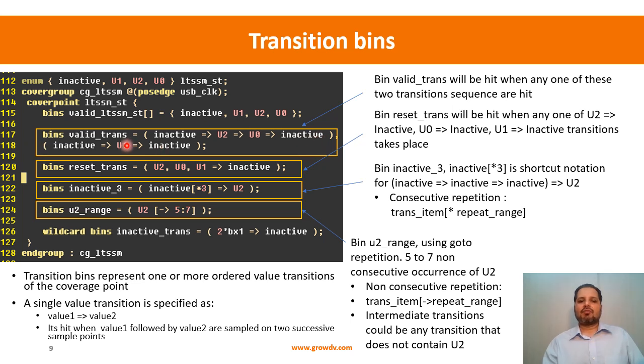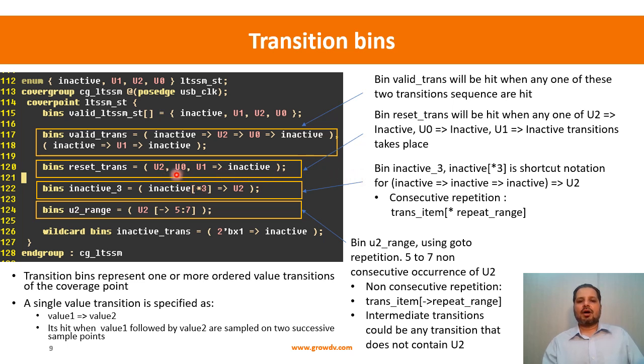The valid transition will be hit, and if on 3 successive sample points I see inactive, U1 and inactive, then still the valid transition bin will be hit. Okay, now let's say another way to represent multiple transition bins compactly. So in the reset transition, what we are trying to look at is that if I was in any of these states and then some form of a link reset happened, then the state machine should go back to an inactive state. So how do I cover that?